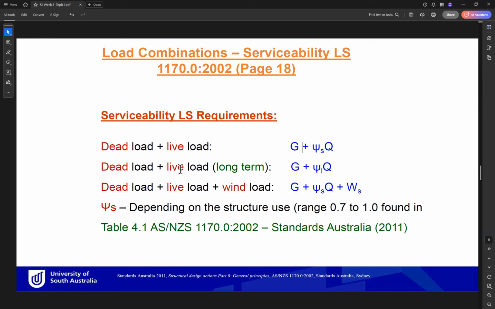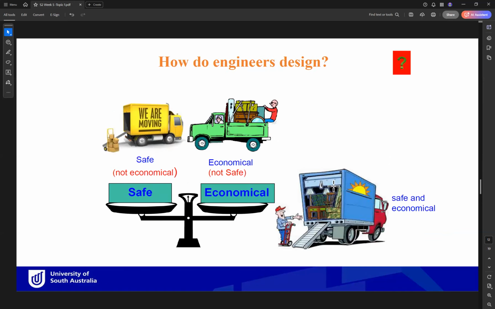Okay, the next one is dead load and long-term live load. So we have G plus psi L Q. The first one, psi S, means short term. The second one, psi L, means long term. If we have dead load, live load, and wind load, we have G, psi S Q, and Ws. Here, Ws means wind for serviceability. The previous one was Wu, meaning ultimate wind.